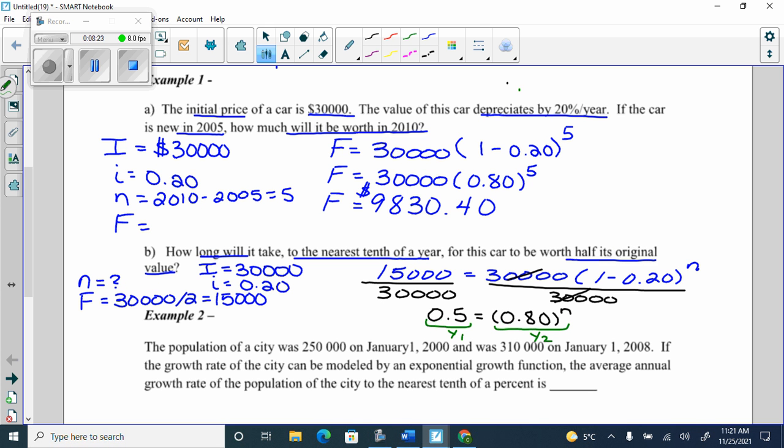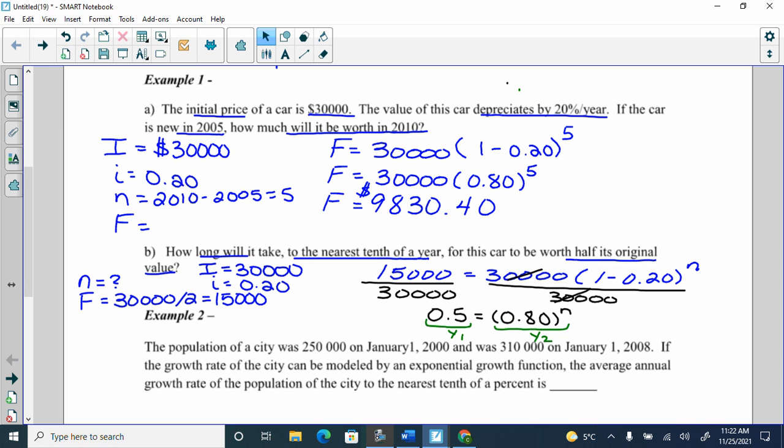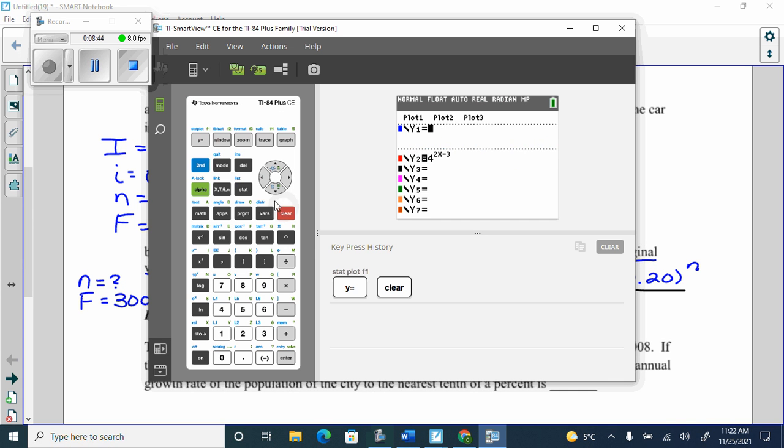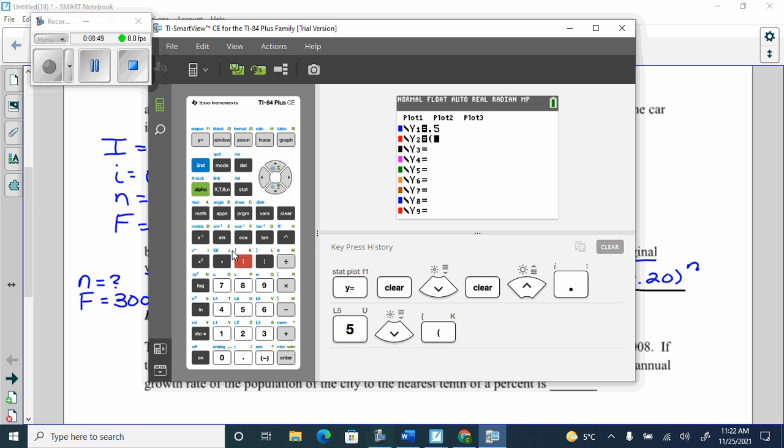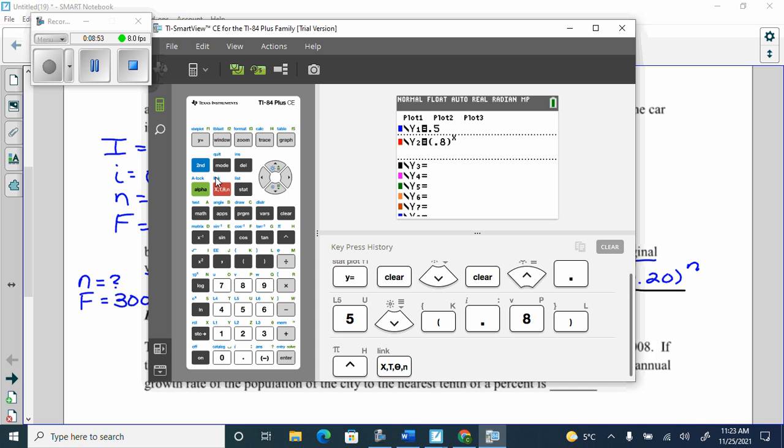We know that our answer is a number of years, and they want it to the nearest tenth. So we're going to put 0.5 into your y1 of your calculator. And into your y2, you're going to put 0.8 to the n, or x. I don't have my calculator. We're going to go 0.5, and then 0.8 to the x, and we press graph.